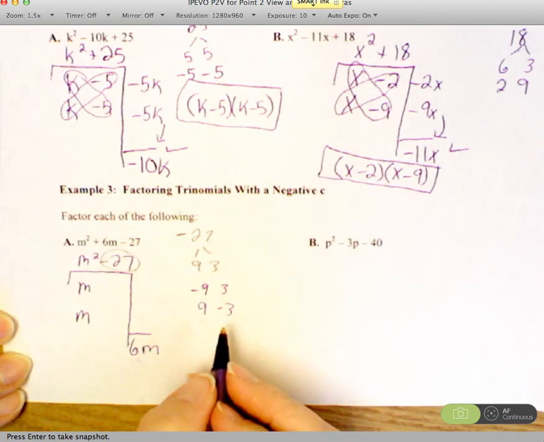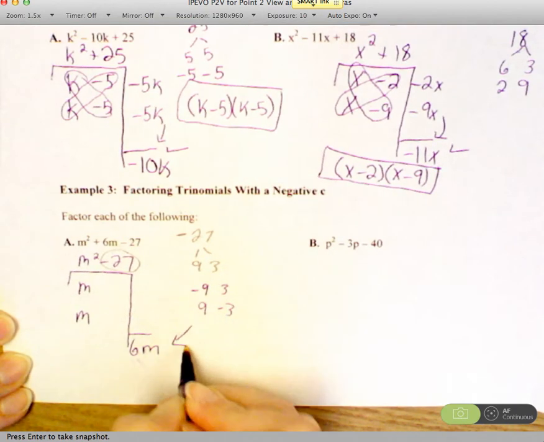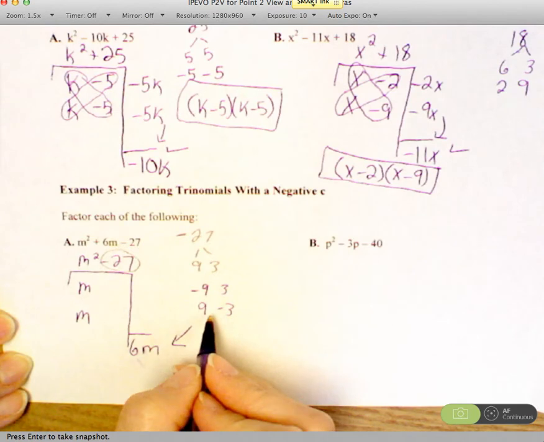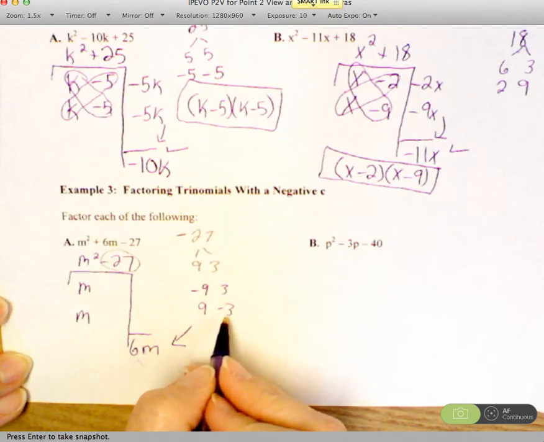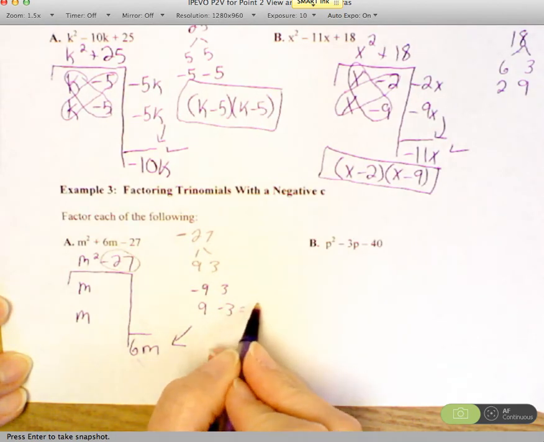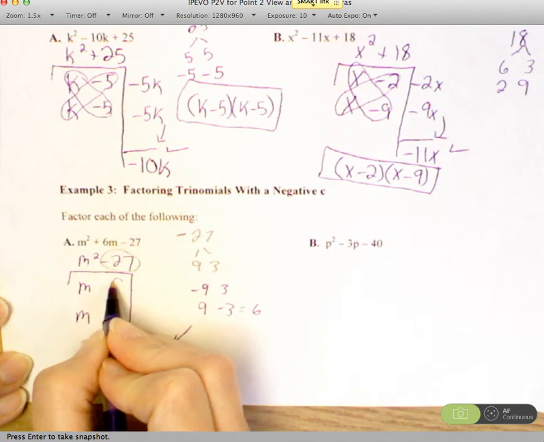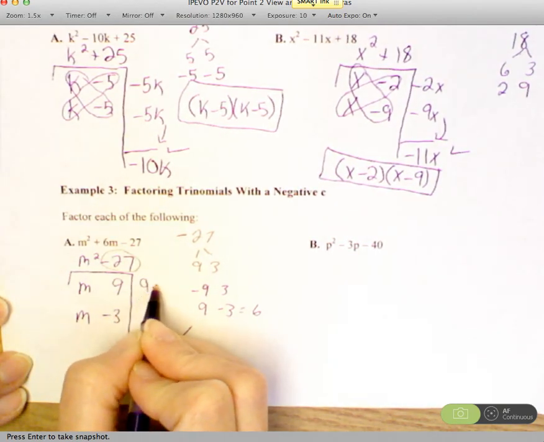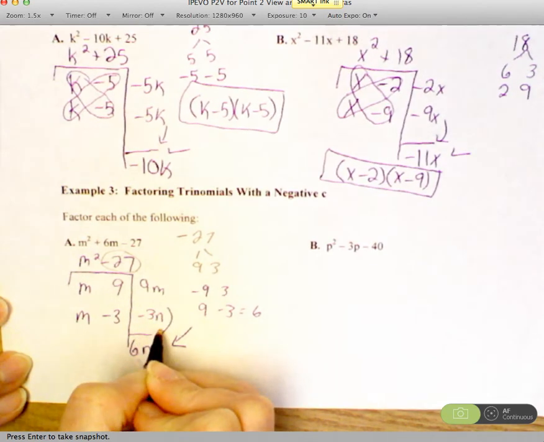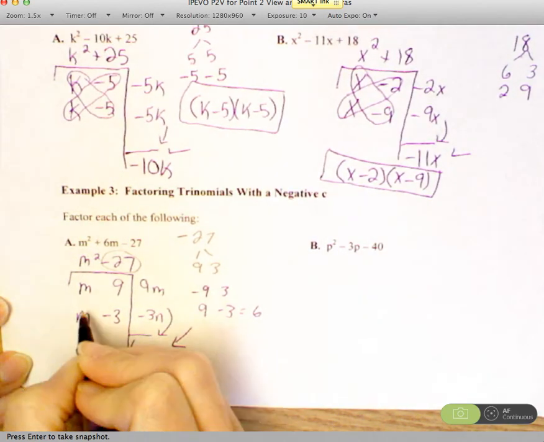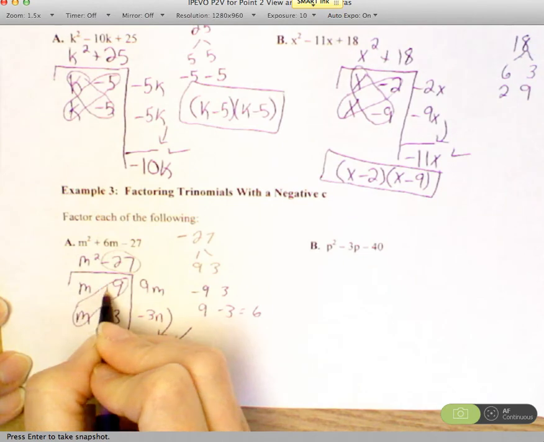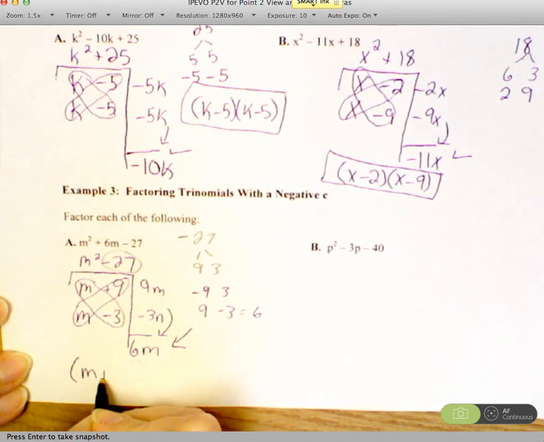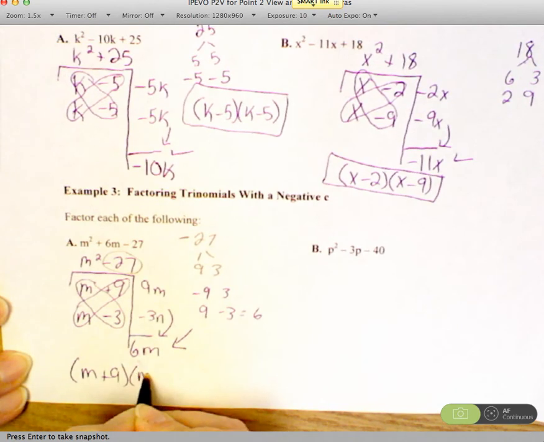But let's think about what our end goal is. Our end goal is to add them to get to 6m. Well, if you look at these options, 9 and -3 seem to work out to where this adds to 6. So we have 9 and -3. That gives us 9m and -3m. That does give us positive 6m. So our factors are m plus 9 and m minus 3.